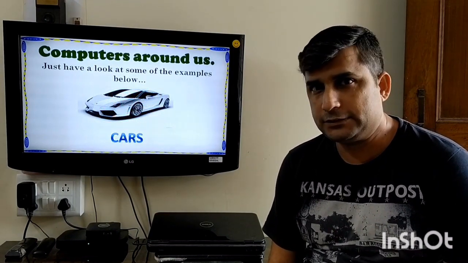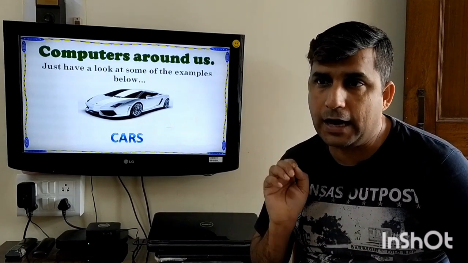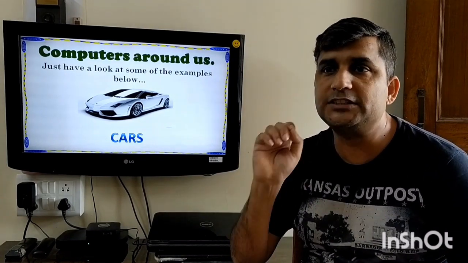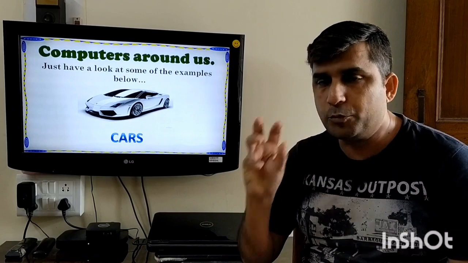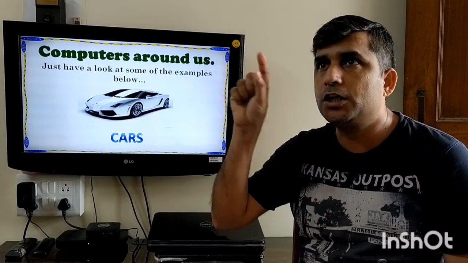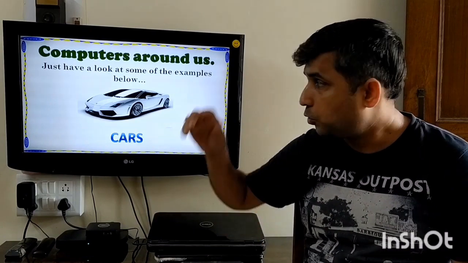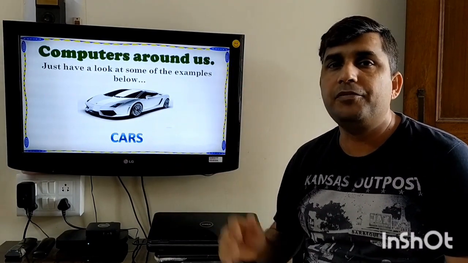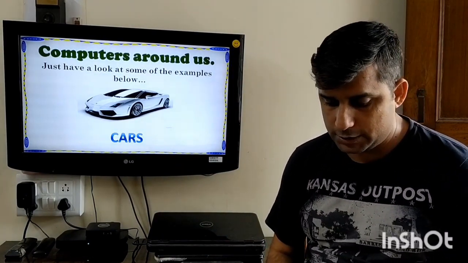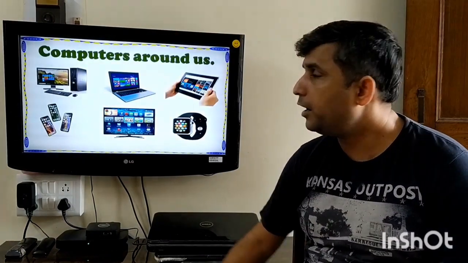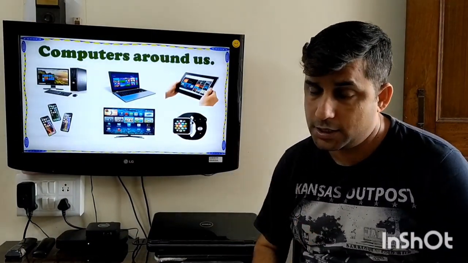Yes, almost all modern cars have computers installed on them. Those computers inside the car monitor and keep track of the performance of the car. Okay, so all these are different forms of computers around us.